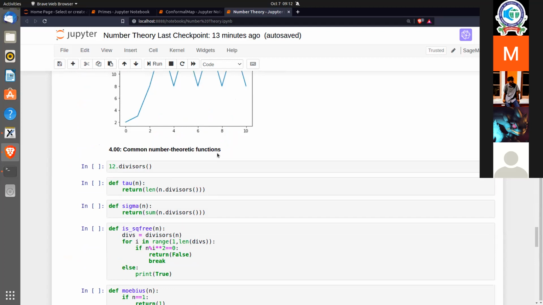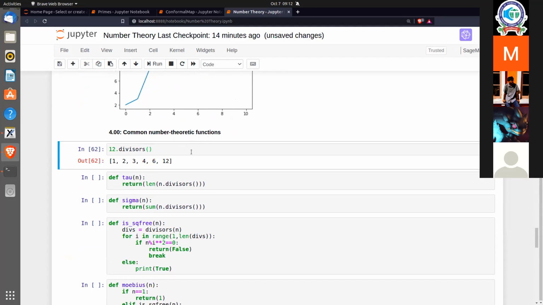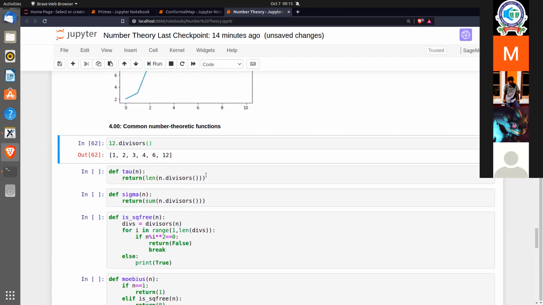So now that we've covered primes, let's step back a little and try to delve into what are called number theoretic functions, right? So we already know this divisor function. It just returns all the divisors, including the trivial ones, 1 and 12. So we've seen this in our course already.